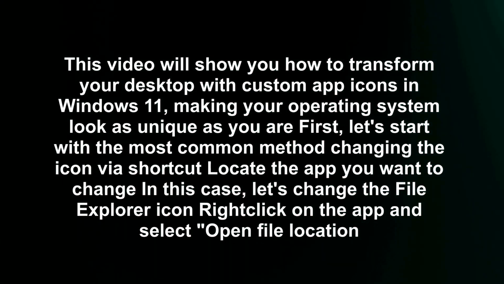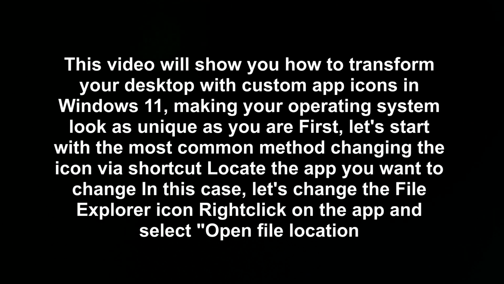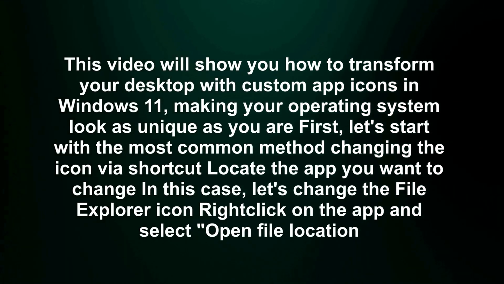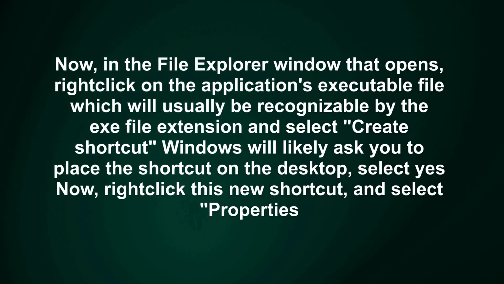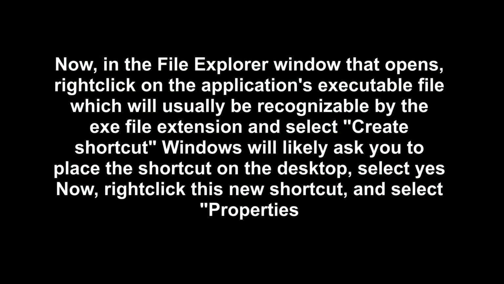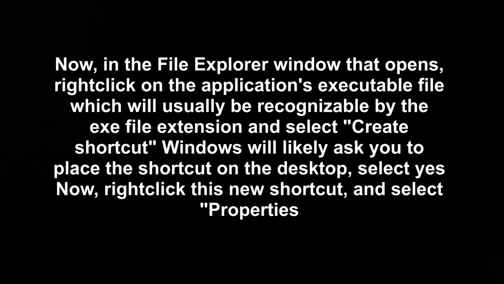First, let's start with the most common method: changing the icon via shortcut. Locate the app you want to change. In this case, let's change the File Explorer icon. Right-click on the app and select Open File Location. Now, in the File Explorer window that opens, right-click on the application's executable file, which will usually be recognizable by the .exe file extension, and select Create Shortcut.